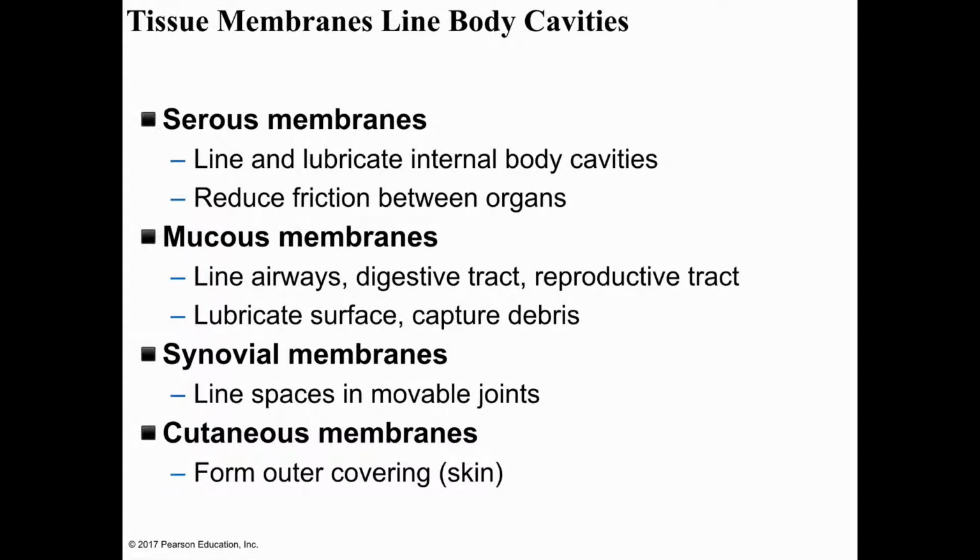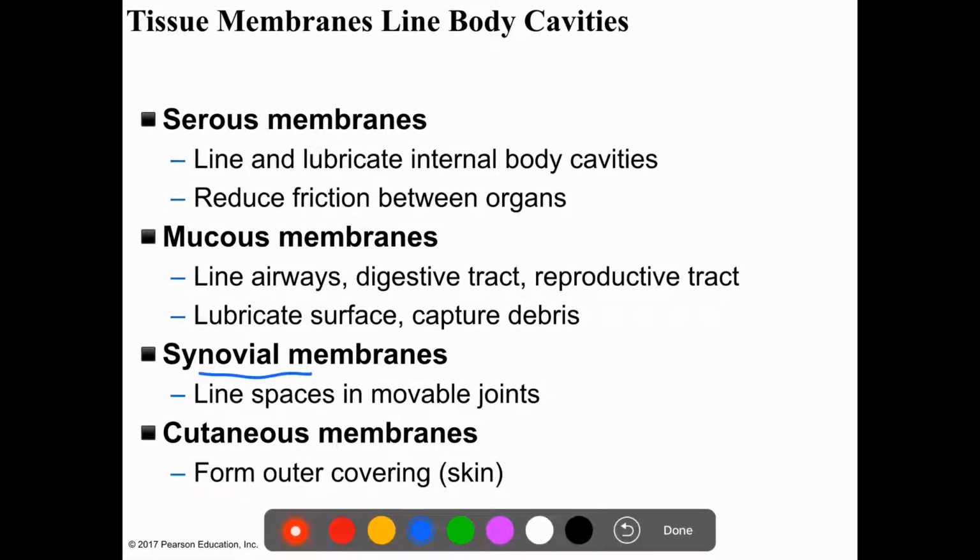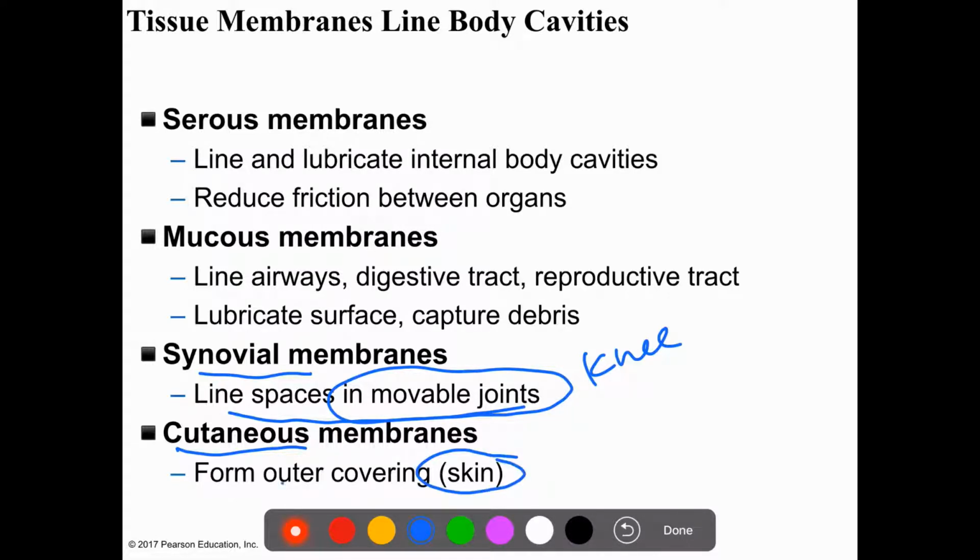Then the third type of membrane is the synovial membrane. These line spaces within the movable joints, for example, our knee. We have a synovial membrane. And then the last membrane is the cutaneous membrane. This forms our outer covering, which is our skin. So these are the four different types of membranes within our body.